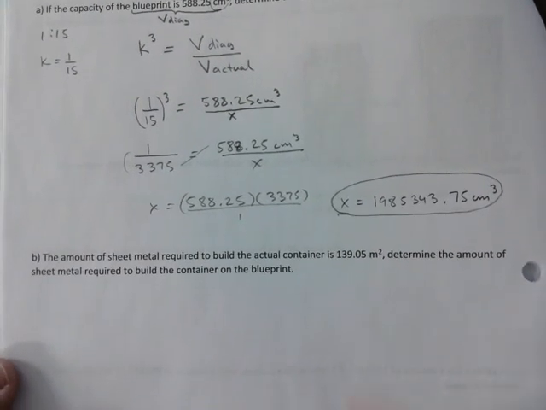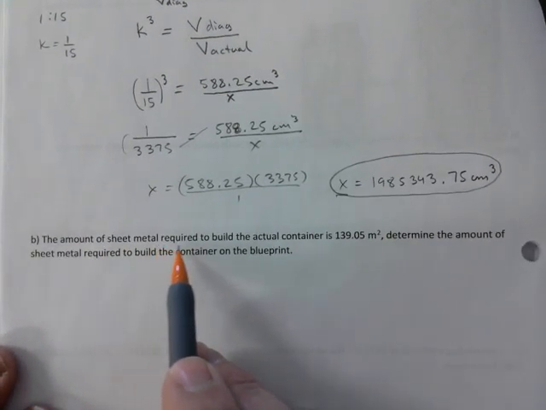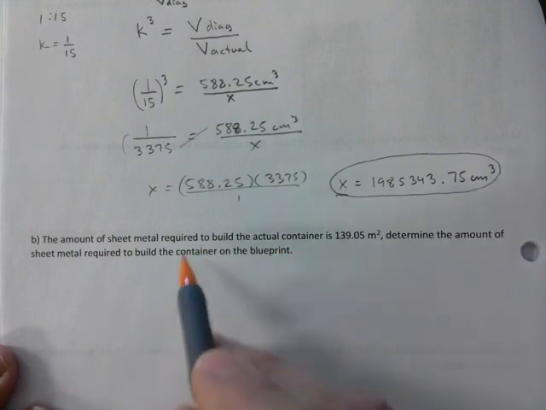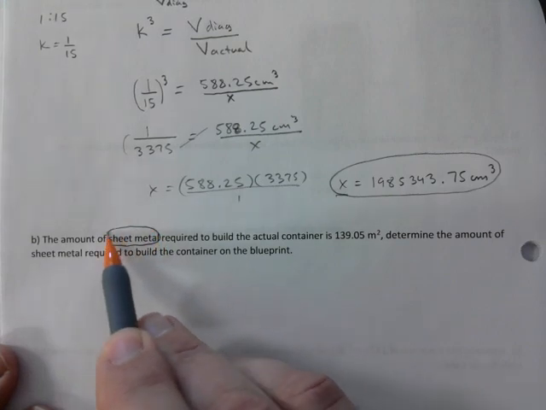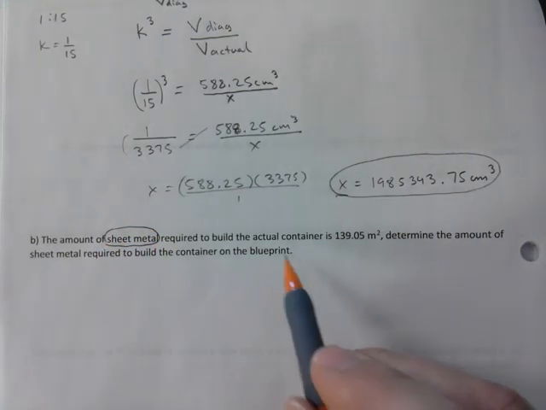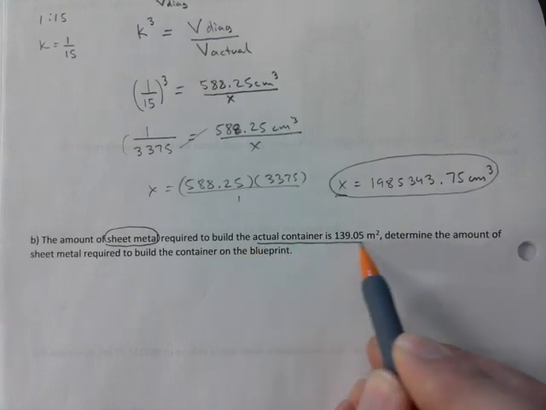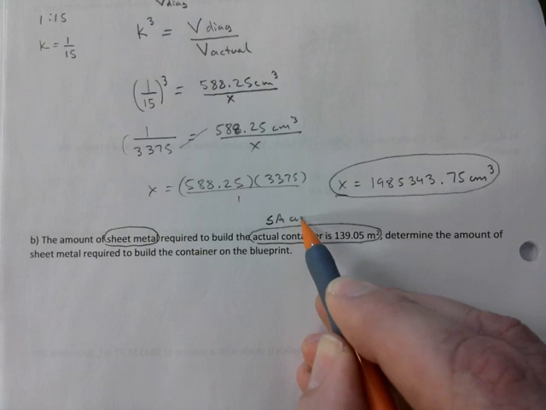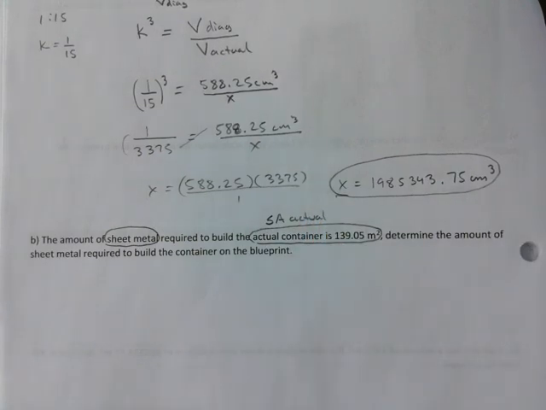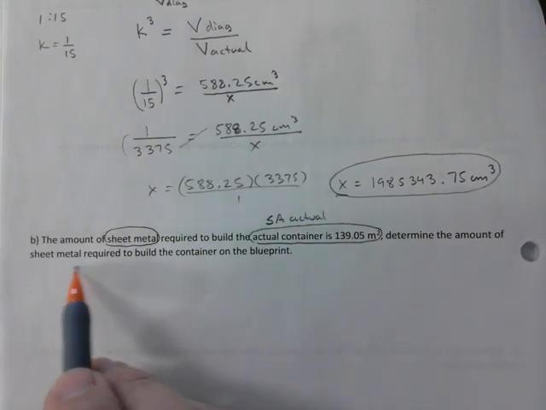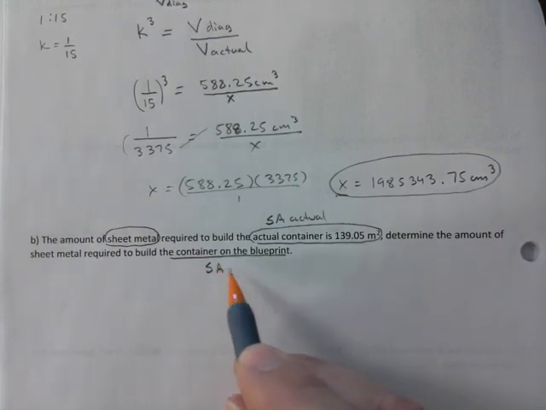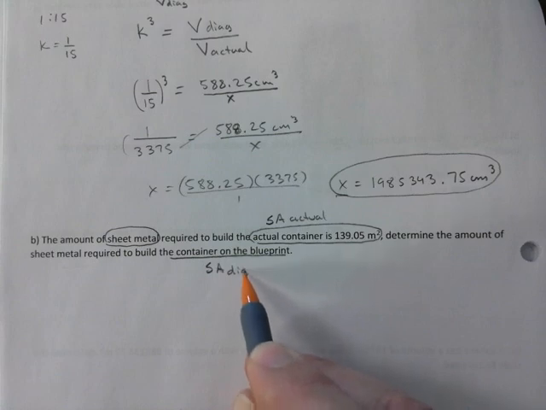Same with this one here. The amount of sheet metal required to build the actual container is this. Sheet metal is kind of like what you use to make the walls of the actual container. So this is telling me that it's the surface area of the actual that is provided here. Determine the amount of sheet metal required to build a container on the blueprint. Surface area of blueprint or diagram is unknown to me.